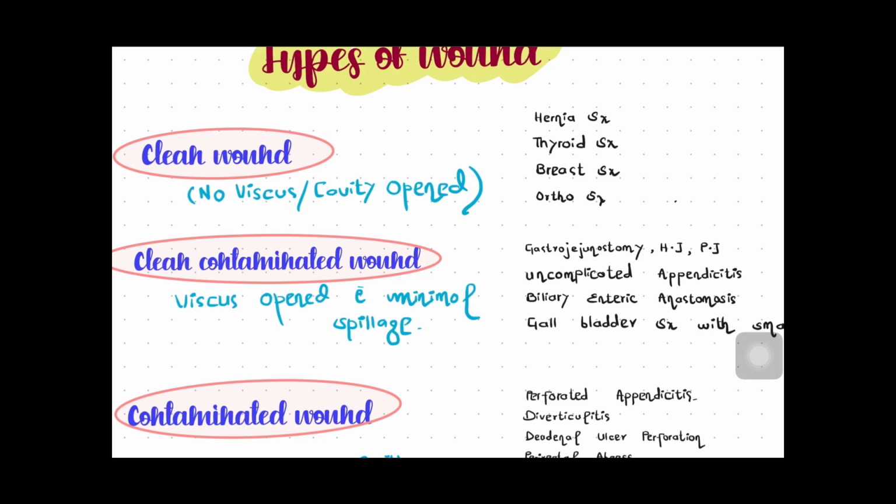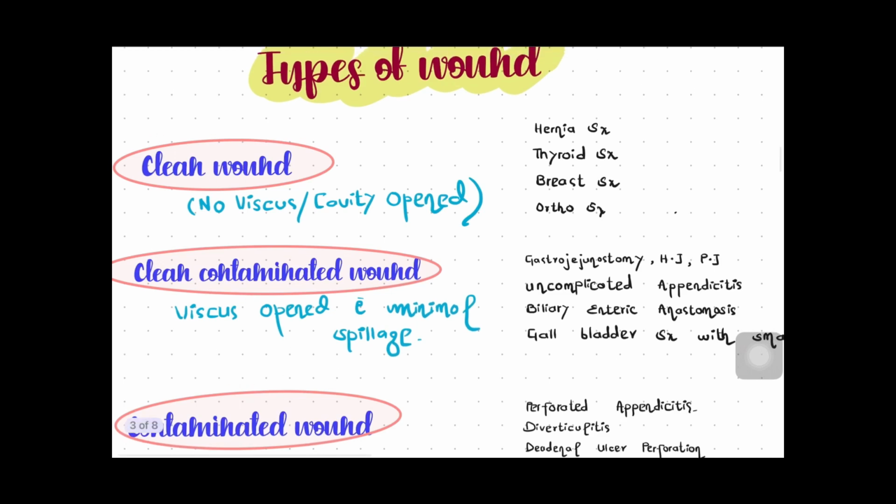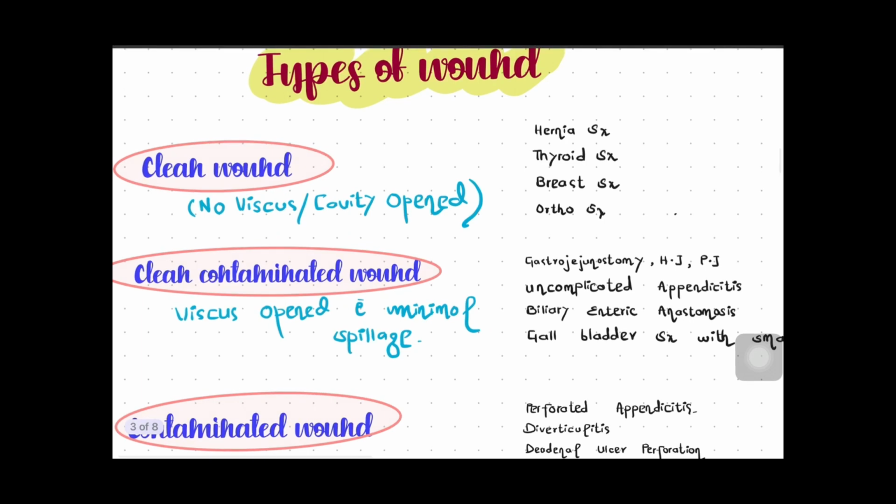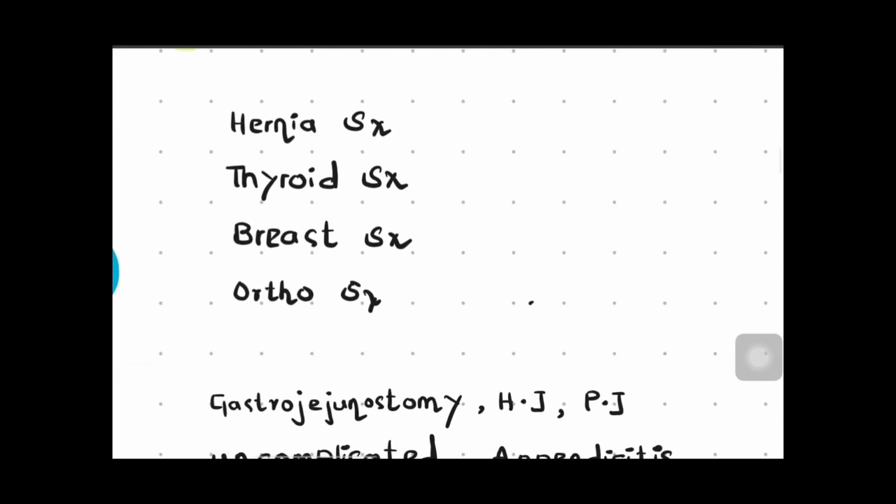Clean wound is that wound in which there is no opening of the cavity, no opening of the viscera. So it is a clean wound. The examples of clean wounds include hernia surgery, thyroid surgery, breast surgery, or an orthopedic surgery. Heart surgery also comes in the category of clean wound.